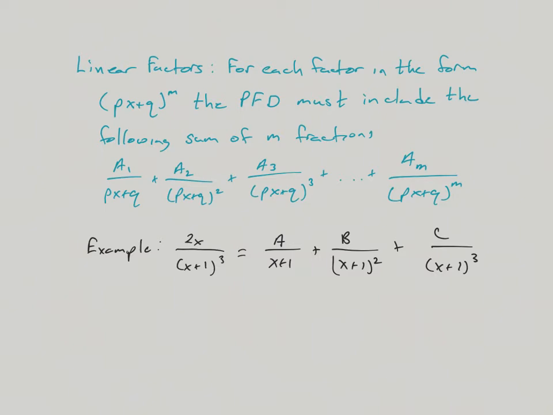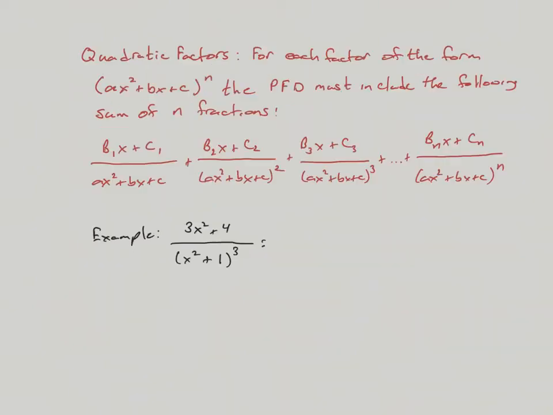Now let's take a look at what happens when we have irreducible quadratics. Again, it's very similar. If we do have irreducible quadratics, then for each factor of the form ax squared plus bx plus c to the n power, we're going to have a sum of n fractions. And again, notice the subscript. On this particular problem here, if I had the example of 3x squared plus 4 over x squared plus 1 to the third, that is an irreducible quadratic.